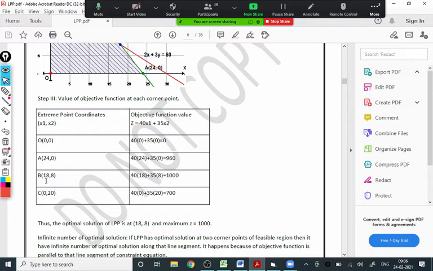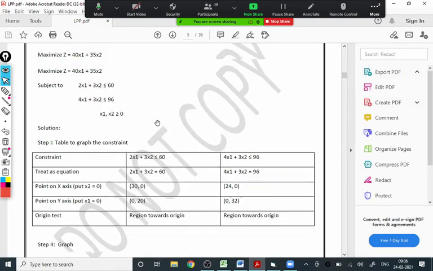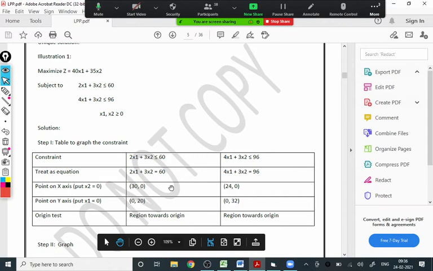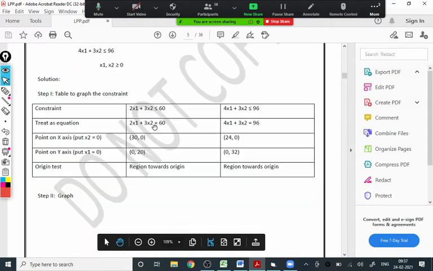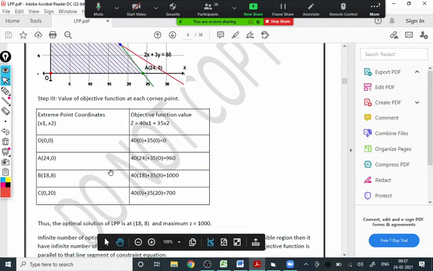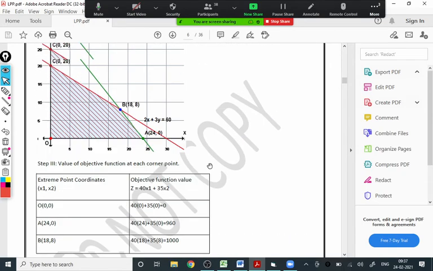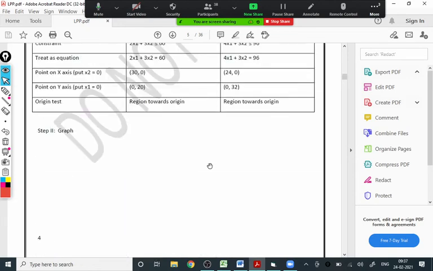In the examination, there is no need to write this in detail; if you are not interested in writing this table, that is okay. Given an LPP, you can directly draw the graph. The graph and the table are important, and then you have to state at which point it is a maximum. Let me show you the same problem on Torah.